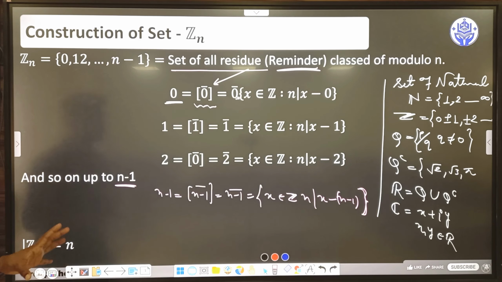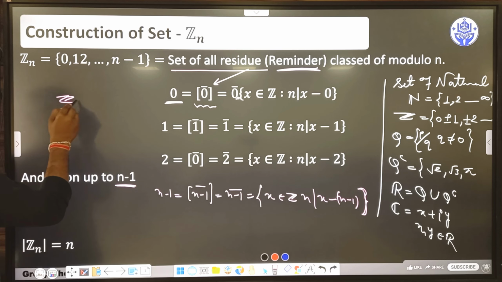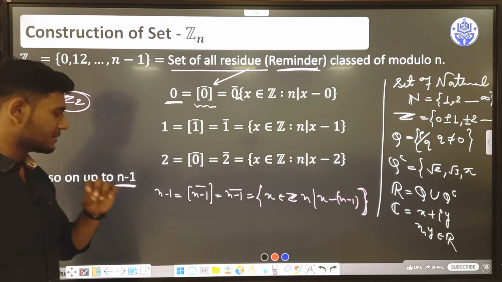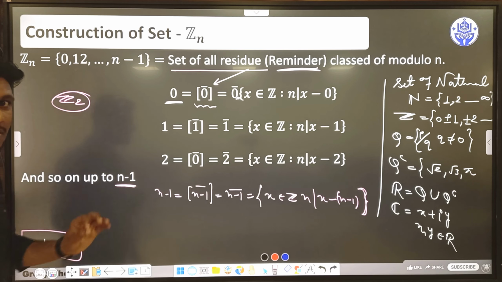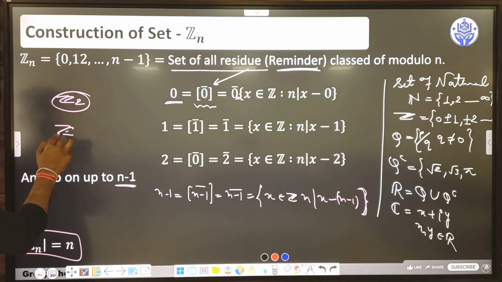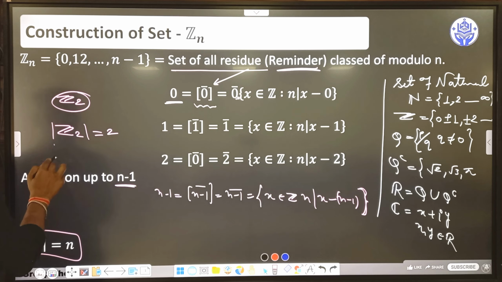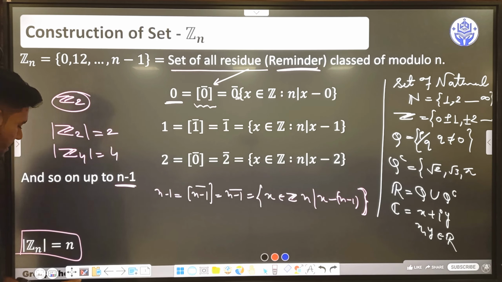Now from here, what can I say? Can we construct it every time? If I construct, let's say Z2, then how can I construct it like this? That we will show in the next slide. What is the cardinality of this set? The cardinality of Zn is n. If it is Z2, then the cardinality of this set is 2, meaning 2 elements are there in the set. If it is Z4, then the cardinality of that set is 4.